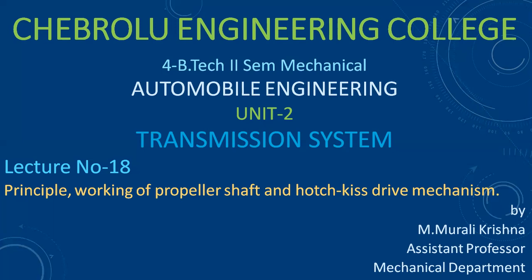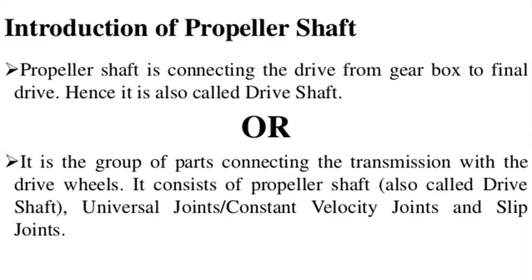Today we will see the principle and working of the propeller shaft and its different types. They are the Hotchkiss drive mechanism and the torque tube drive mechanism. These are the two different types of drive mechanisms in propeller shafts. First of all, we will see the introduction of this propeller shaft.